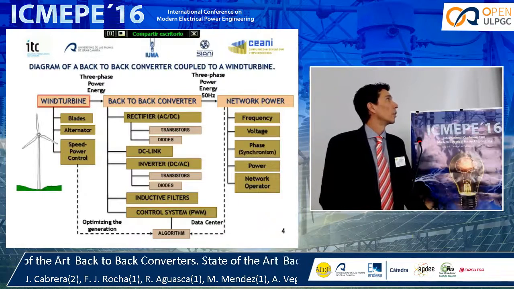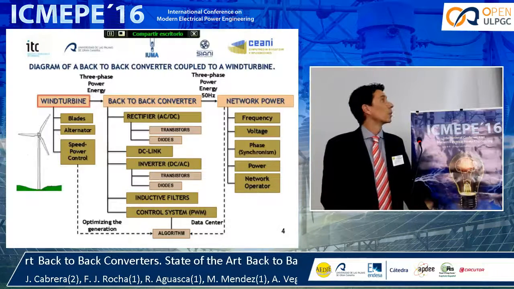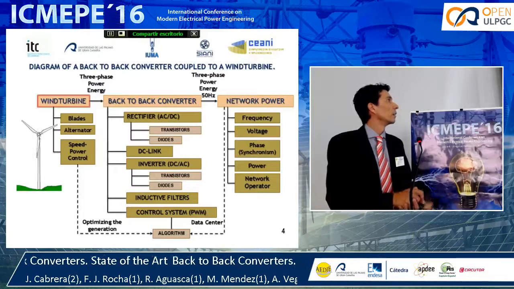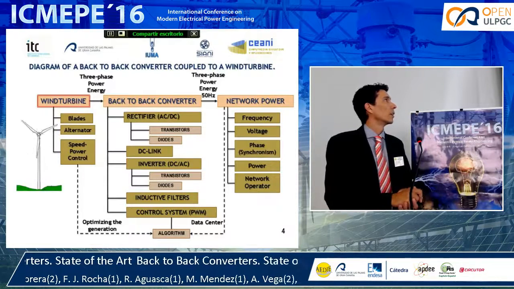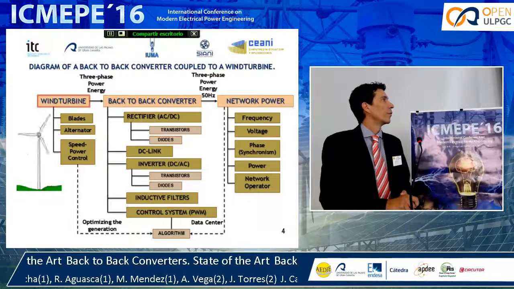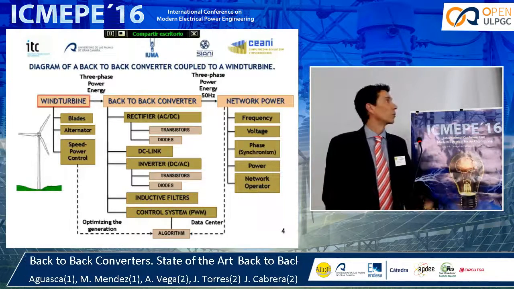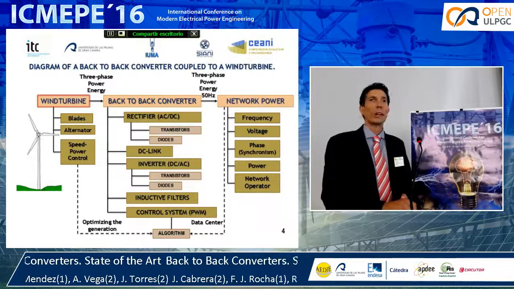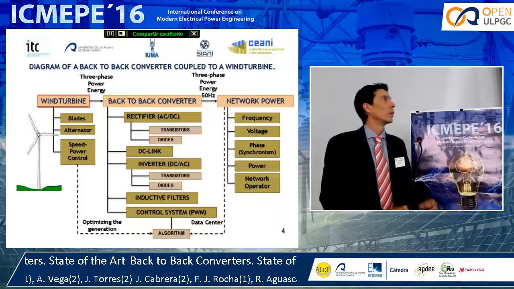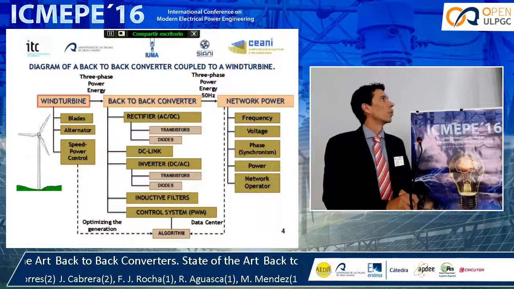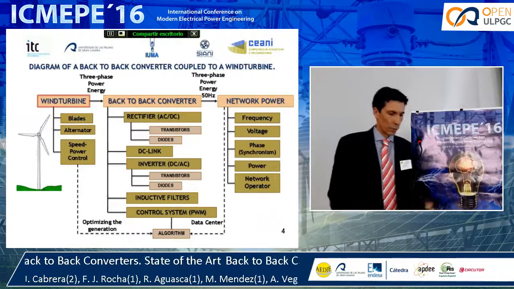We have all the power electronics in the rectifier and in the inverter, and this is the DC link, the connection between both. We have inductive filters in the connection to the power grid, and there's the pulse width modulator, which controls the response and the power that is given to the network.